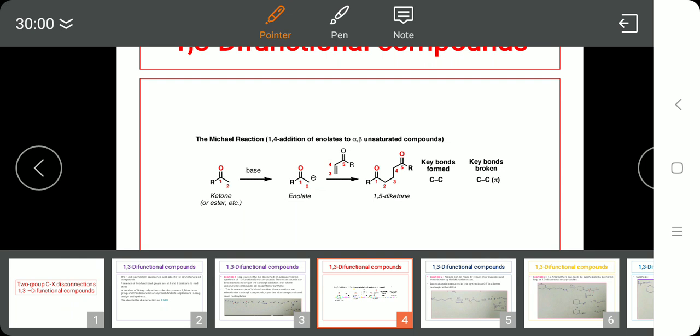Now after this, what happens is, the double bond forms a carbanion on carbon 4. Now there's a carbanion which is formed on carbon 4, and this carbanion is going to abstract H plus from the base, because of which we're going to get a 1,5 diketone of this kind. So here you can clearly see that there's a bond formed between C2 and C3. So hence this reaction is used for formation of C-C bonds.